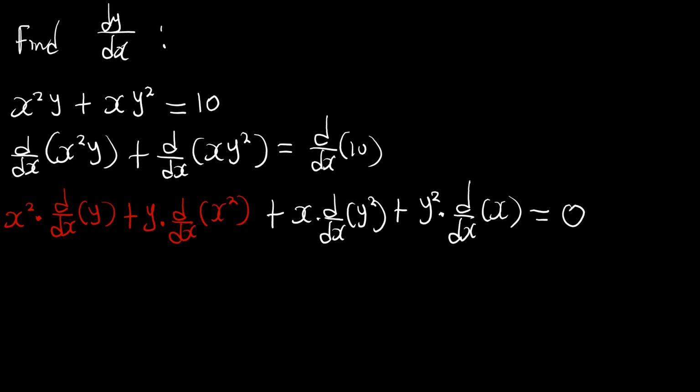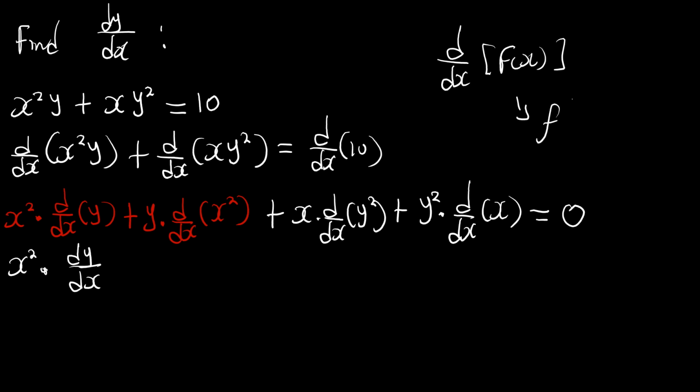So let's simplify this, x squared multiplied by the derivative of y. It is going to give us y prime, or dy over dx, because y is still the same as f of x. So if we differentiate f of x, this is going to give us f prime x. So f prime x is the same as dy over dx. It's still the same thing. So nothing much. Then plus y multiplied by the derivative of x squared is going to give us 2x.